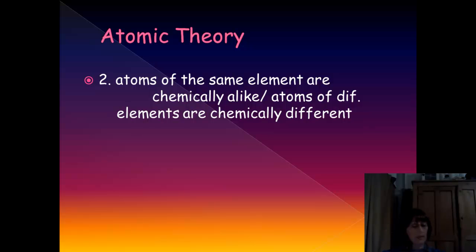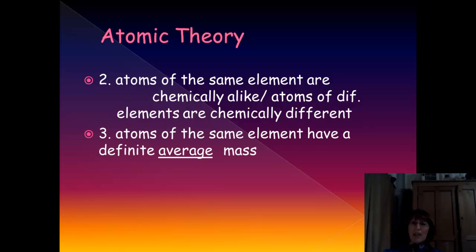That's a no-brainer. If you have a whole bunch of gold atoms, hey, what color are they going to be? Gold. What are they going to feel like? What are they going to look like? What are they going to react like? They're going to react like gold. So atoms of the same element are like each other. They're chemically alike. And if you have a gold atom and an oxygen atom, are they going to be the same? No, they're going to be different, chemically different.